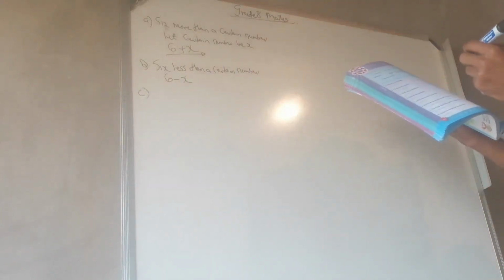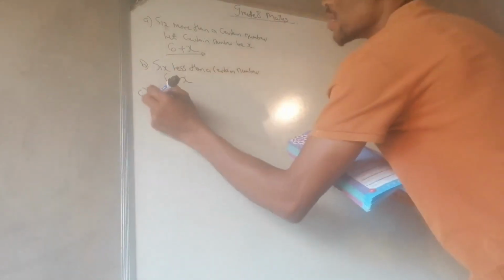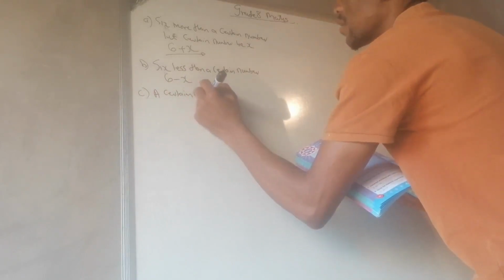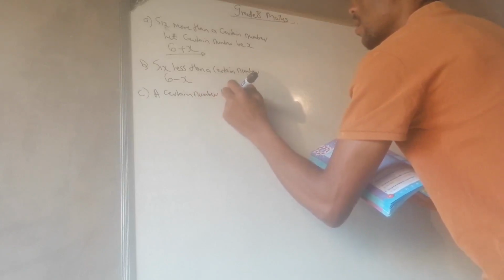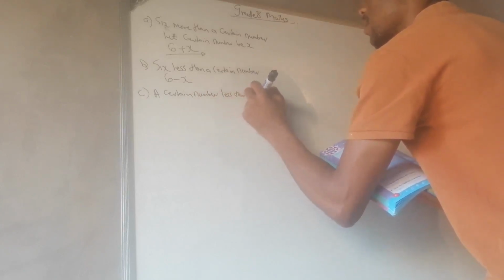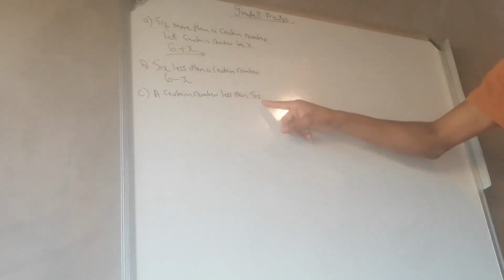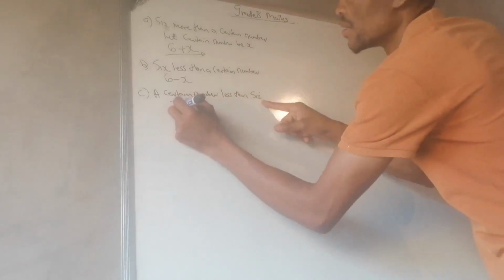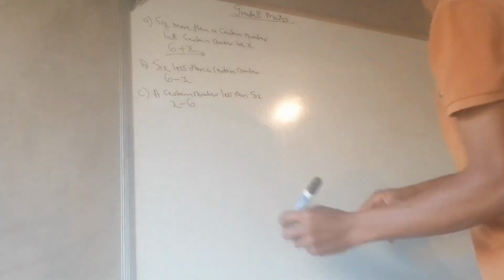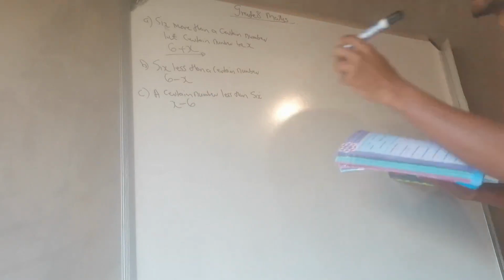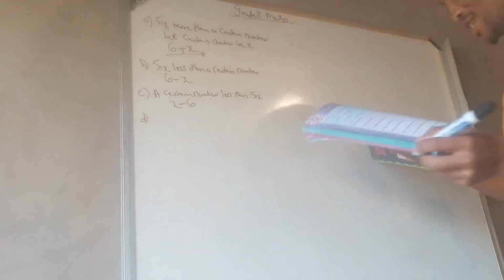Number C, a certain number less than 6. A certain number less than 6. X minus 6. A certain number less than 6. Very good. And then we go to number D.